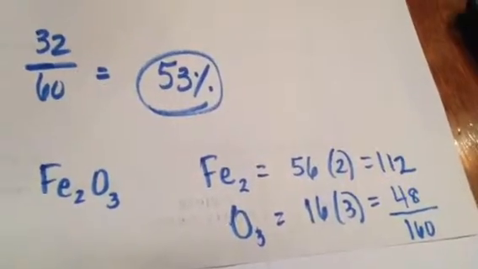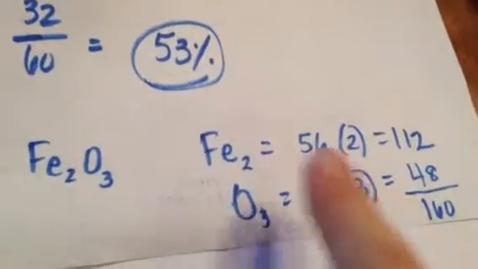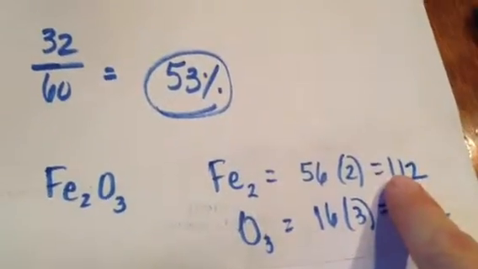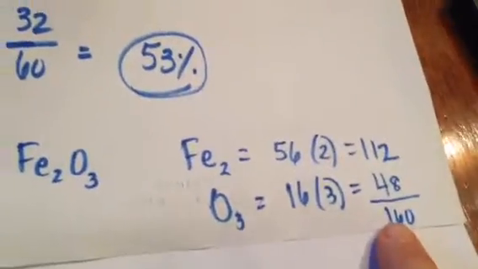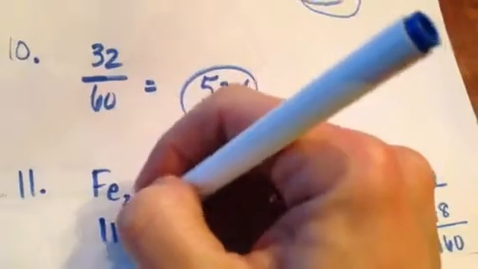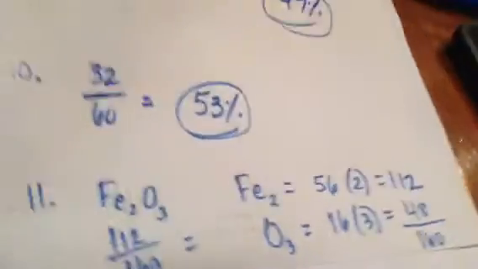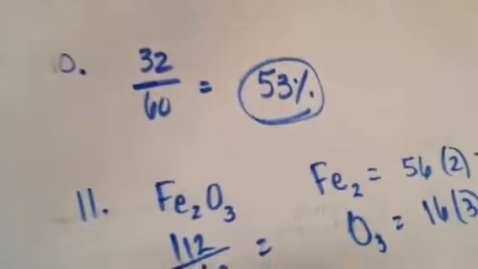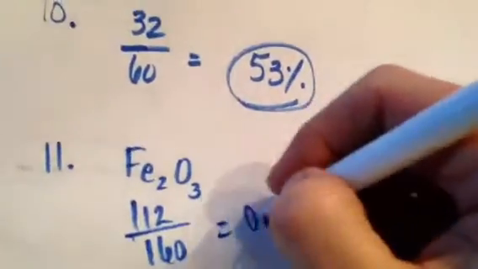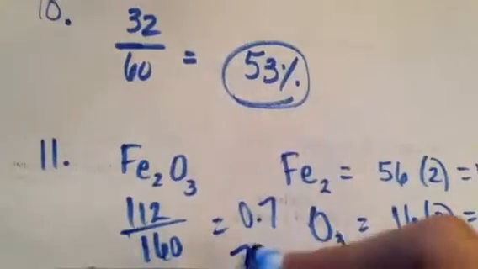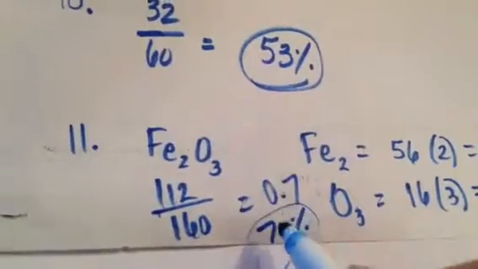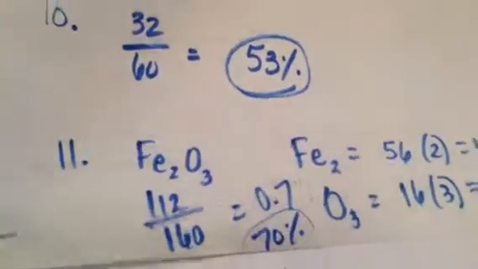Okay? Now what it asked for was the percentage of iron. This is iron. So it would be 112 out of 160. So I'm just going to show here 112 out of 160. Crunch that in your lovely little calculator, and out pops 0.7, which is 70%. Make sure you take the time to convert it from a decimal to a percent, okay?